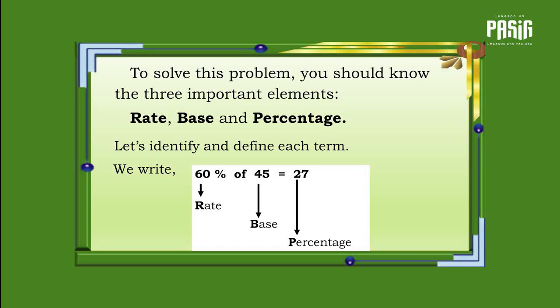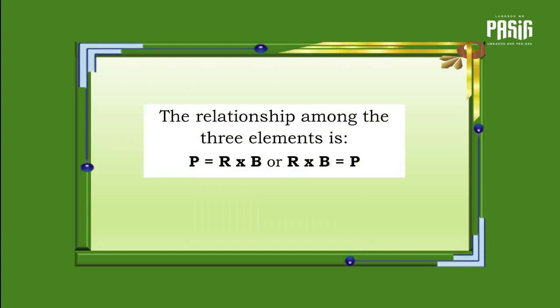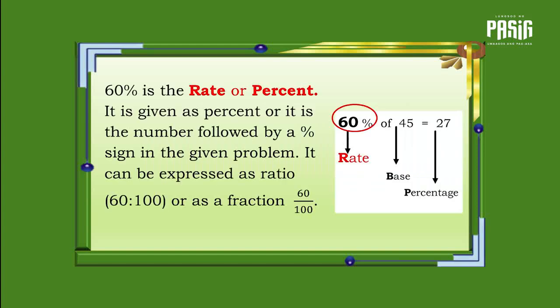So we write 60% of 45 is equal to 27. As shown in this illustration, 60% is the rate, 45 is the base, and 27 is the percentage. So let's define and discuss further these 3 elements. The relationship among these 3 elements is P, which represents the percentage, is equal to the rate multiplied by the base, or rate times base is equal to the percentage. This is actually the formula in finding the percentage.